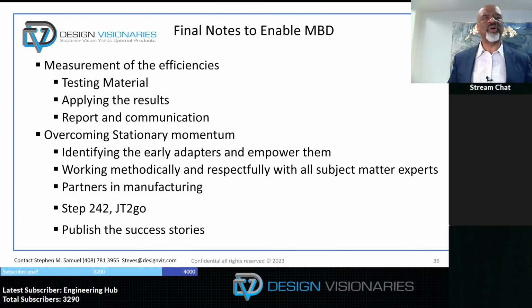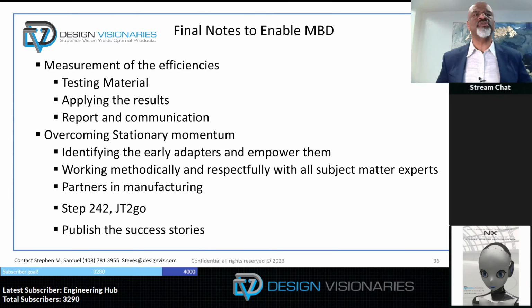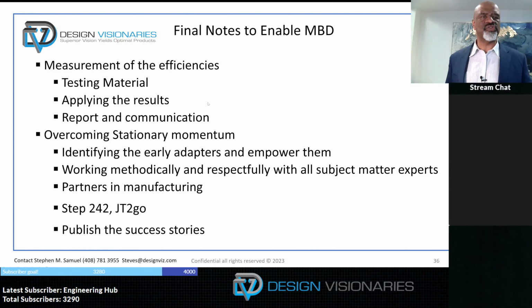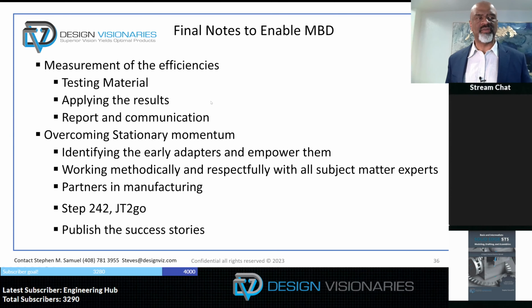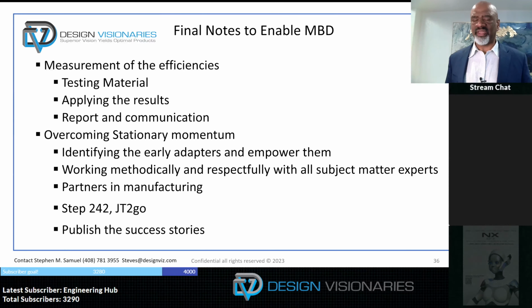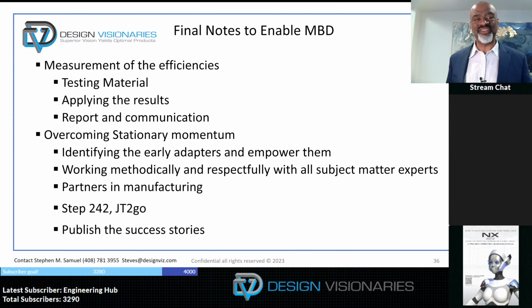And then when we do these processes, we really have to measure the efficiencies because there's a lot of money saved. It's incredibly powerful. And when you measure the efficiencies and you measure the new processes, you invariably can find that you're saving a lot of time and a lot of money. And that's a very important part of the whole process. It's very important to overcome the stationary momentum. The folks who really would love to just do exactly what they've been doing for many years.